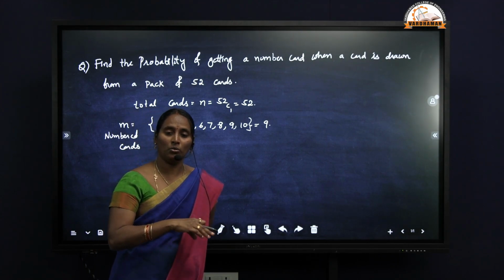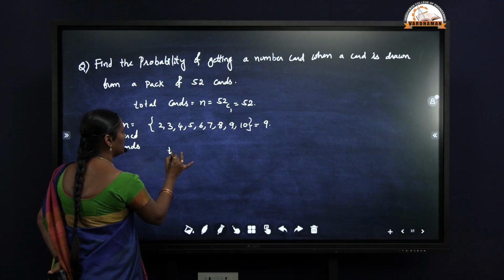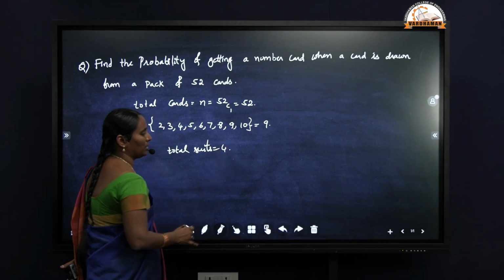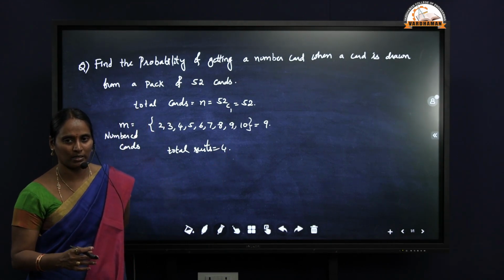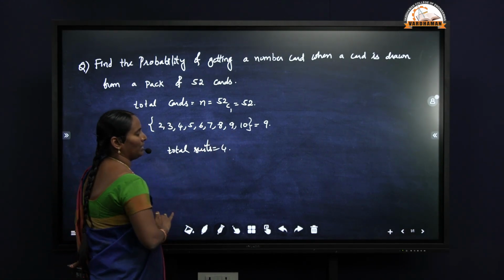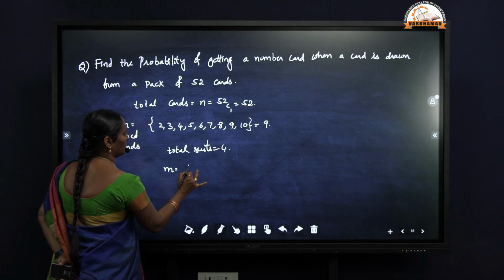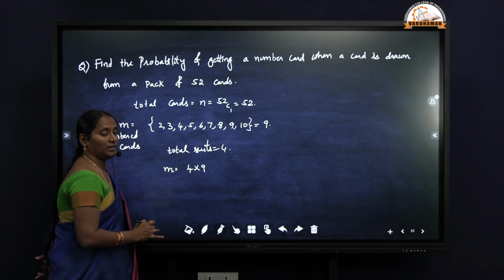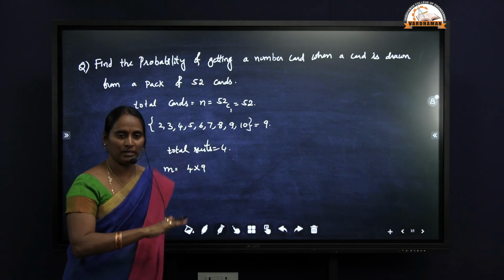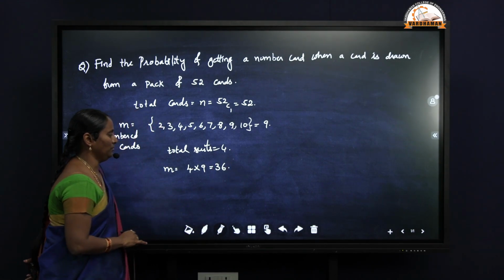It means that each suit has 9 number cards. How many suits do we have? Total suits are 4: diamonds, hearts, spades, clubs, as all of you know very well. So out of 4 suits, we have 9 number cards each. Now M is equal to 4 into 9. Each and every suit has 9 cards, and out of 4 suits, 4 nines are 36. So 36 are the favorable cases.